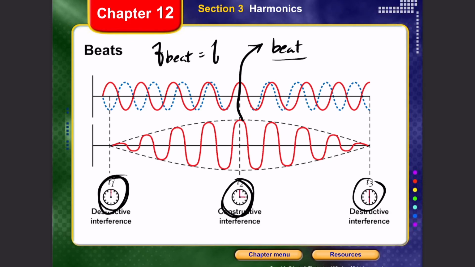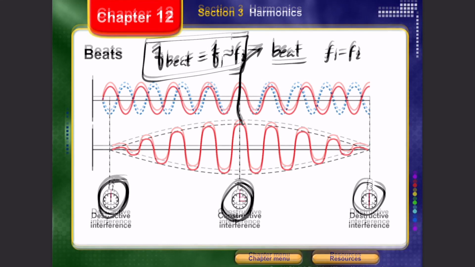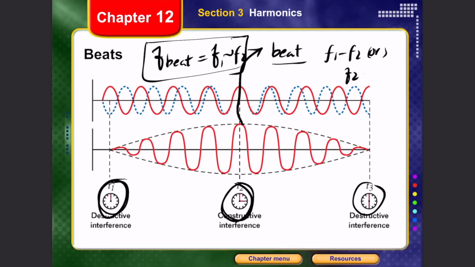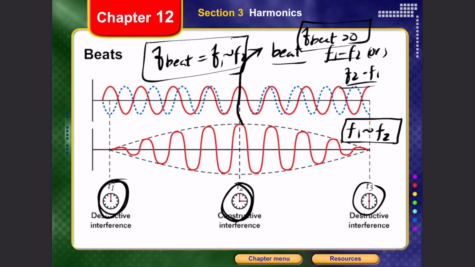The beat frequency is the difference between the first wave's frequency and the second wave's frequency, whichever is the greatest. Remember that the beat frequency always has to be positive. So it can be F1 minus F2, or it can also be F2 minus F1. Remember that the beat frequency always has to be greater than 0, so you have to put the larger value in front. That's why we use the term F1 difference F2. It can be either F1 minus F2 or F2 minus F1, whichever gives you a positive answer.